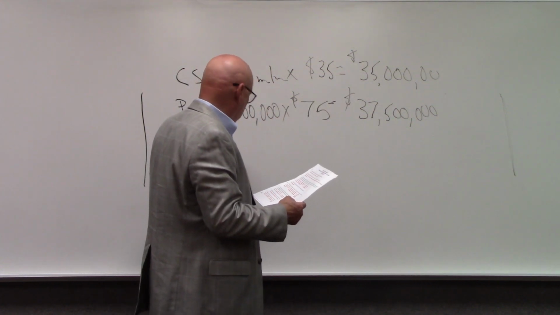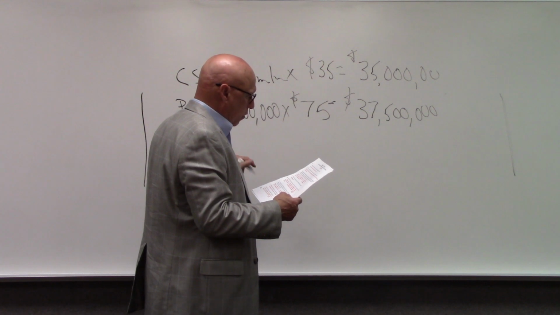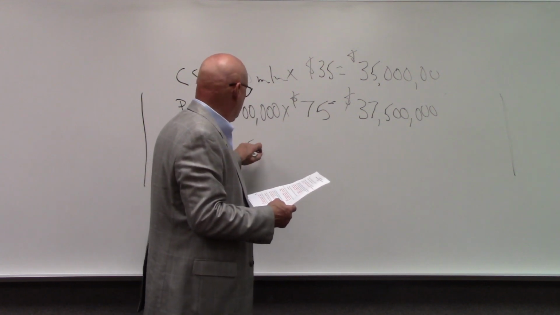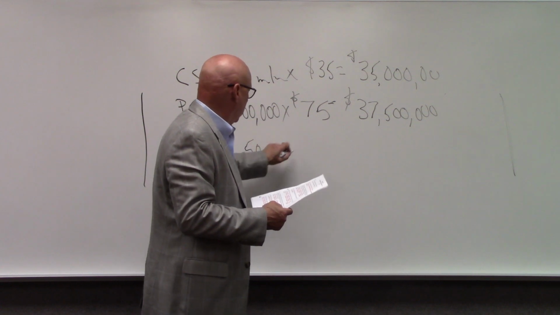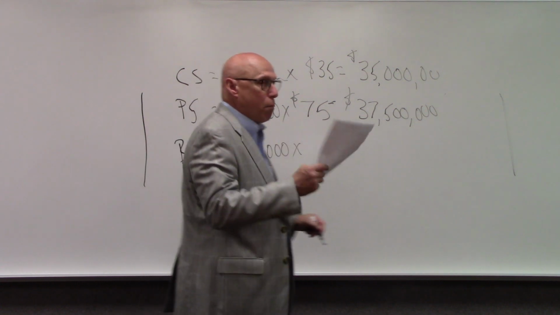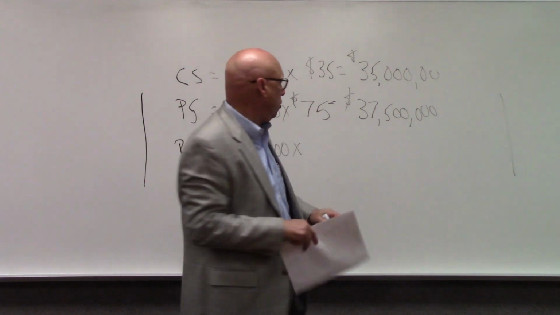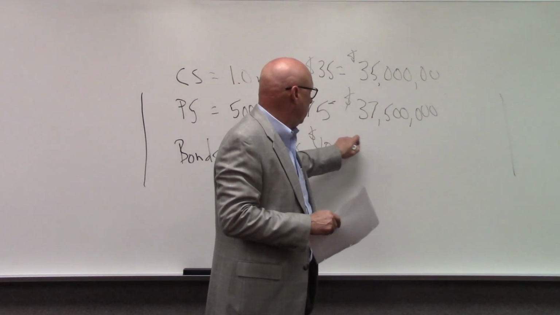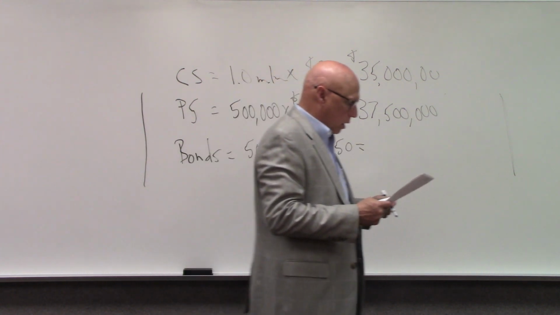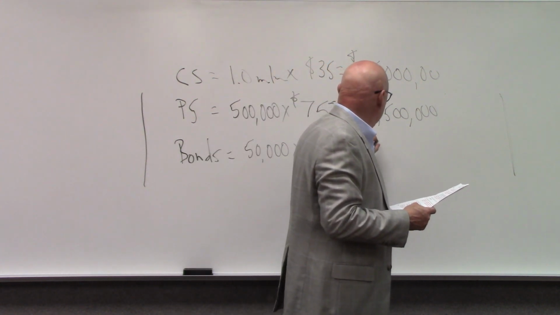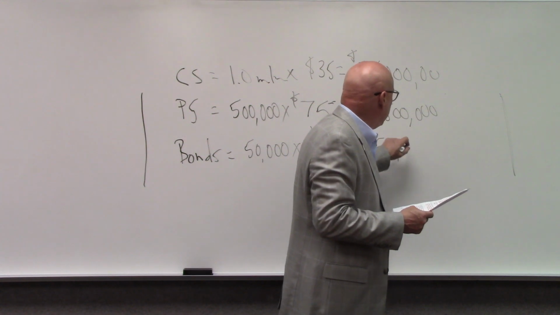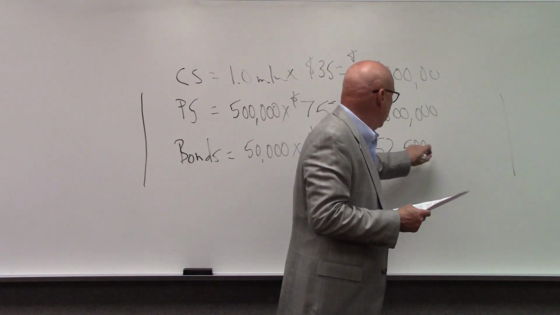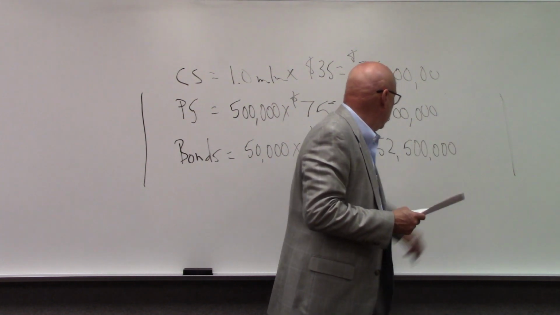And then bonds, we have 50,000 bonds times a current market price, not the par value, the current market price of $1,050. And that gives us a total value of $52,500,000. Okay?